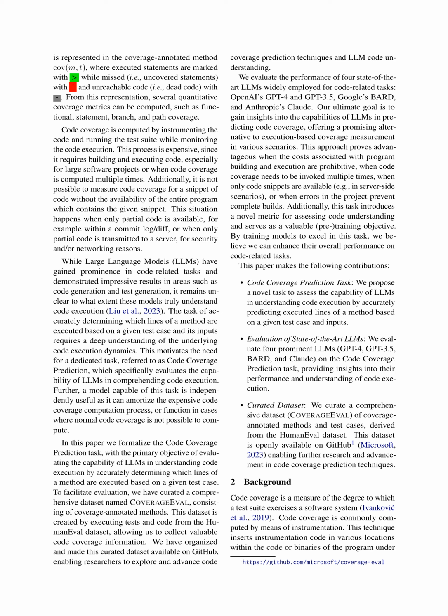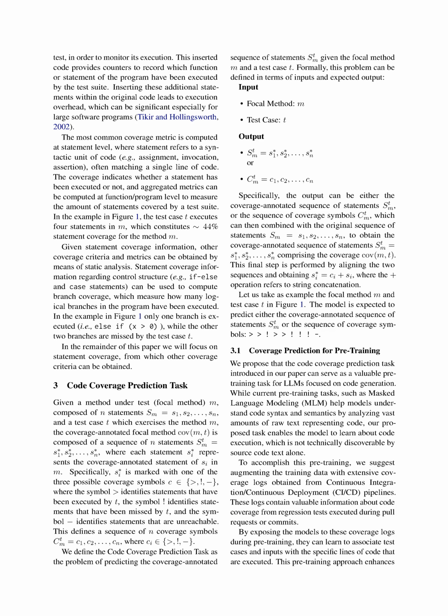Suppose we have a method, which we'll call the focal method, made up of n statements. We also have a test case that runs this method. We can annotate the method with coverage information, marking each statement with a symbol to indicate whether it's been executed, missed, or is unreachable by the test case. This gives us a sequence of n coverage symbols. Our task is to predict this sequence of coverage symbols given the focal method and a test case. In other words, we want to predict which statements will be executed, missed, or unreachable.